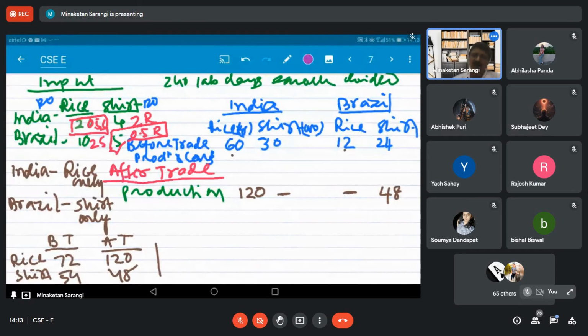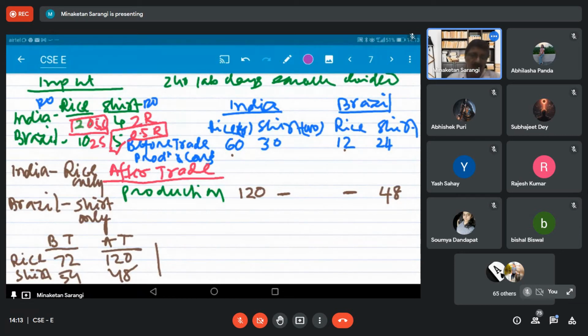But this was not the case for SAT. And since Brazil is efficient in the production of SAT, let Brazil utilize all the labor hours for the production of SAT. All the 240 labor hours are utilized for the production of SAT. As a result, 48 SATs have been produced.